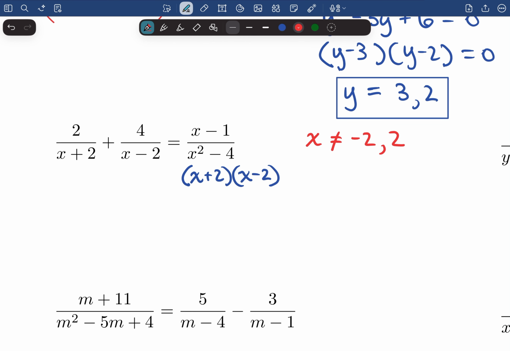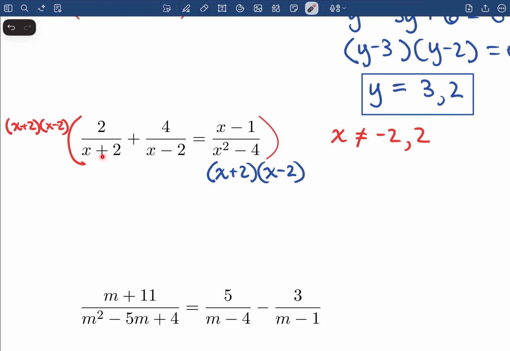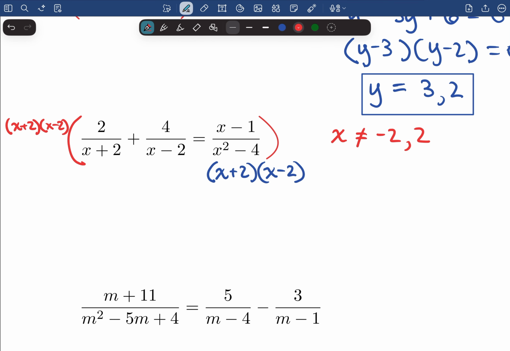And I'm going to proceed, and I'm going to multiply the entire equation by the least common denominator, LCD, and that is x plus 2 times x minus 2. Those are the only factors we saw in the denominator. We saw x plus 2, x minus 2, x plus 2 again, x minus 2 again. Great, and we are going to multiply these factors of the LCD into all three terms that we have in our equation.